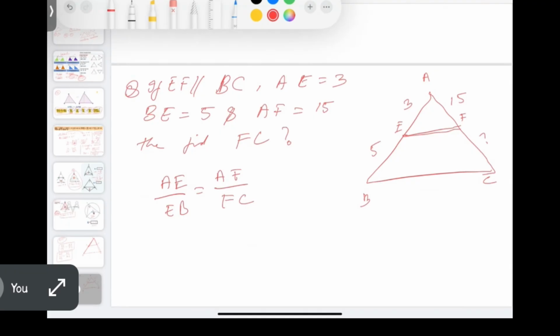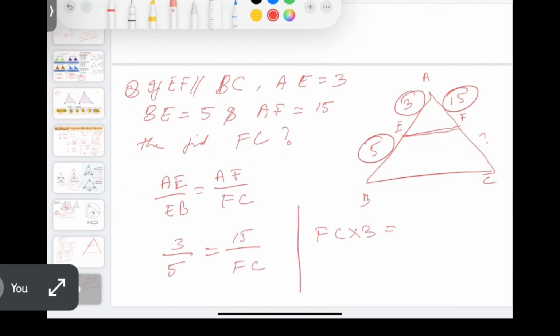So AE is how much? AE is 3. EB is how much? EB is 5. AF is how much? 15. And FC is how much? We don't know. So I'll just cross multiply here. That means FC into 3 is equal to 15 into 5. So FC is equal to 15 into 5 divided by 3. 3 5s are 15, so 5 5s are 25 is the answer there. FC is nothing but 25. Okay.